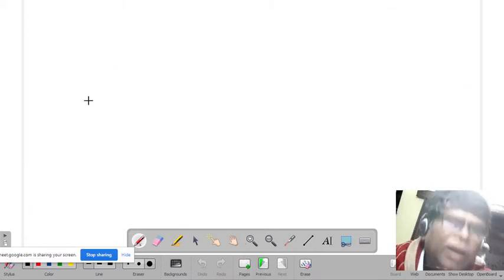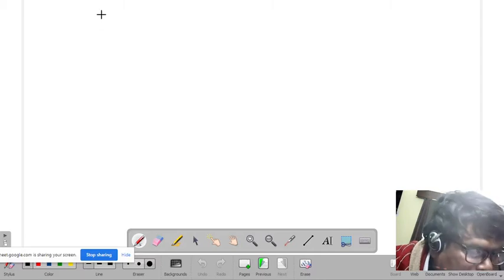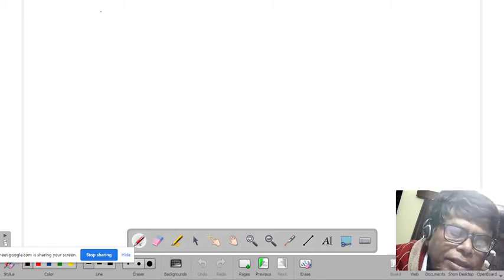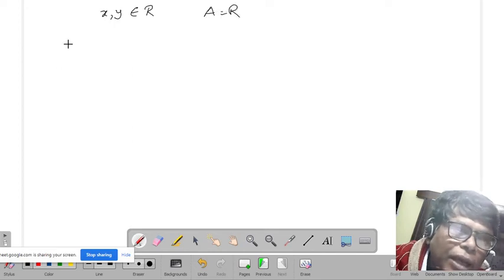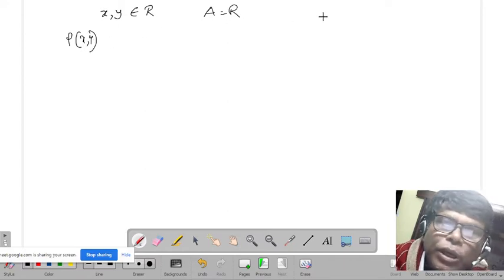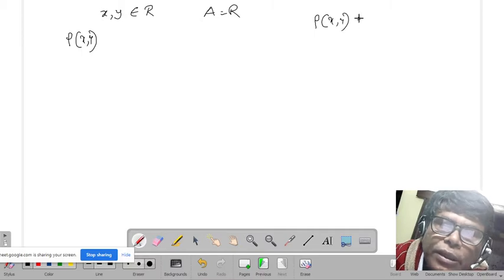We are having one distinct, let us represent that for x is equal to x, y belongs to R. So let A is equal to R. Then rho xy is a function, so rho xy is like this, that is R cross R to R.